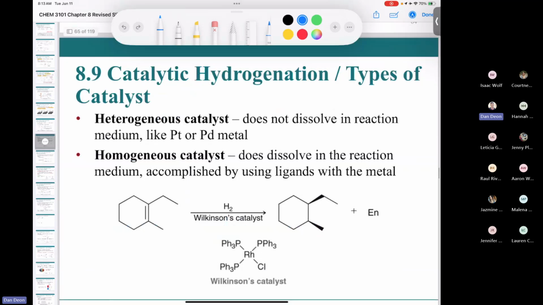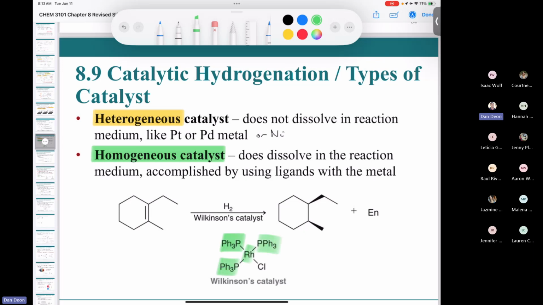Now, with respect to heterogeneous catalysts and homogeneous catalysts, you guys have studied chemistry long enough to know what heterogeneous and homogeneous mean. A heterogeneous catalyst, those are ones that don't dissolve in the reaction medium. So that would mean platinum, palladium, or nickel. All those metals that I discussed with you, those do not dissolve. They actually stay as a suspension in your reaction medium, whereas a homogeneous catalyst is one that is going to dissolve in the medium. And that's accomplished by using these ligands. So you see we have these organic ligands attached to rhodium here.